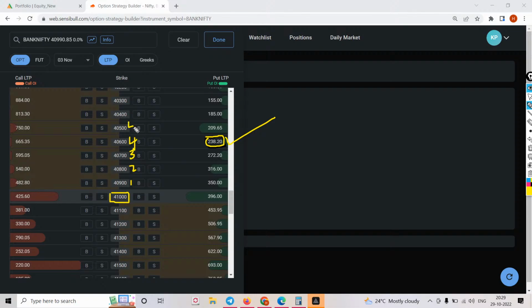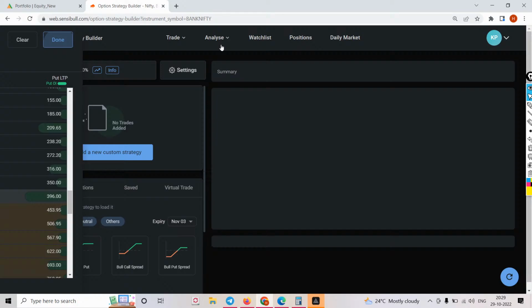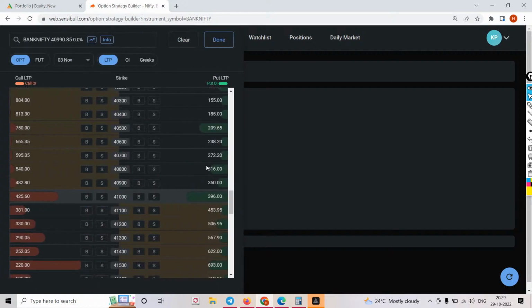Ideally I look out for 5, but if I go for 5 I'll be getting 209 profits. I'm not happy, I'll go for 238 premium. Simple. I've discussed this so many times. Okay, so now what I'll do, I'll buy this 238.